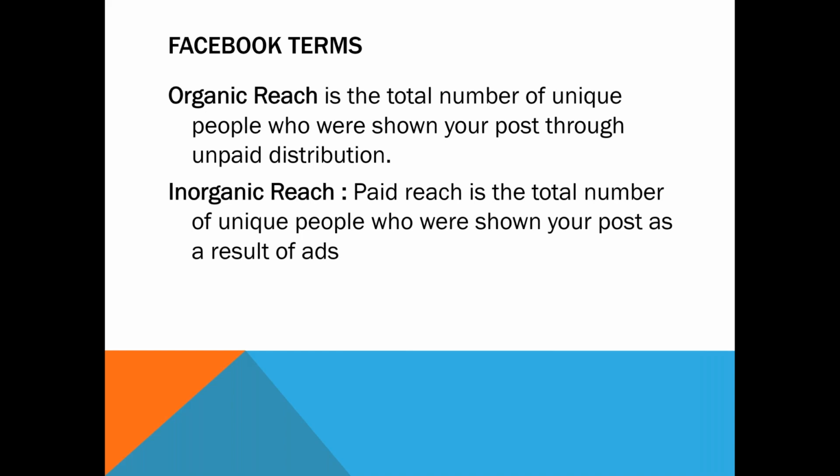So the two things: one is organic reach, the other one is inorganic reach. Now you might ask, what is the difference between organic and inorganic? As you see on the screen, what does it say? Organic reach is the total number of unique people who were shown your post through unpaid distribution. When you put a post on your Facebook profile, or when you upload a video on YouTube, when you put any tweet on Twitter, you're not paying any money, right? Everything is free for you. So without spending money, you're able to show your post to many people. That is called organic reach.